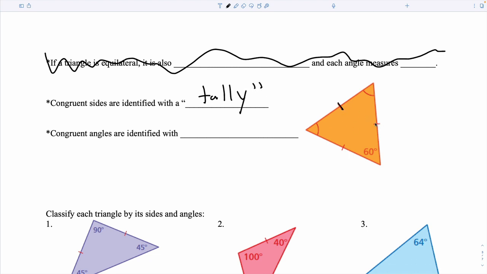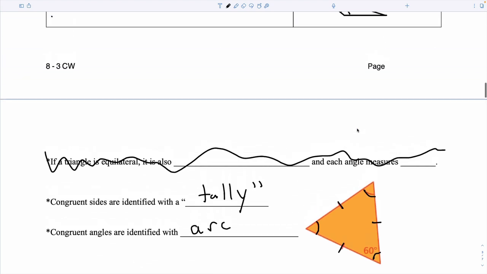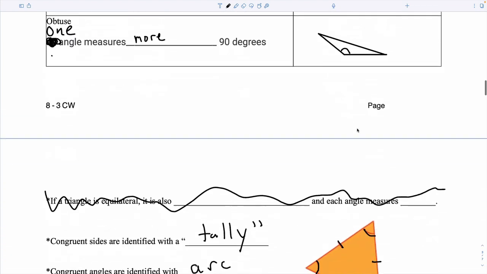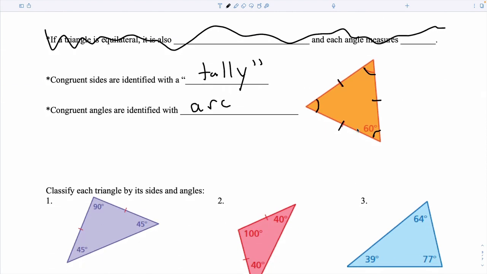Your tallies here show that every side is the same. Congruent angles are going to have an arc like they do here. Looking at the triangle on the right, what type of triangle is that? All the side lengths are the same. All the angles are the same. Is that scalene, isosceles, or equilateral? Evelyn? Equilateral. Right, equilateral.